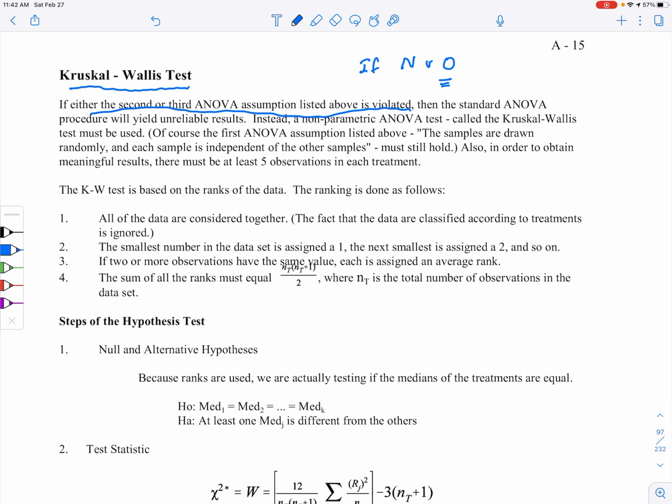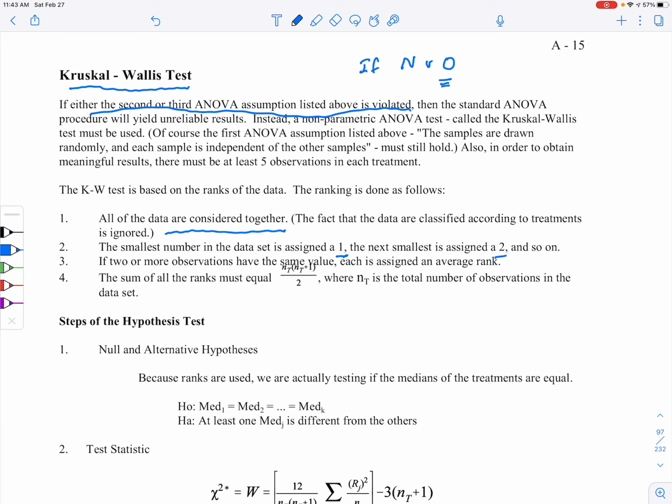All right, so let's say then that your second or third Anova assumption fails. So what we do is we go down here to the KW test. This is actually a pretty easy test to work through. It's always done exactly the same sort of way here. You take your data, and it says that all the data are considered together here. So they might be broken down into various columns or rows, but you consider all of the numbers together. And what you're going to do is you're going to change those numbers into ranks. So the lowest number you're going to assign a 1, and then the next lowest number you're going to assign a 2, and so on like that.